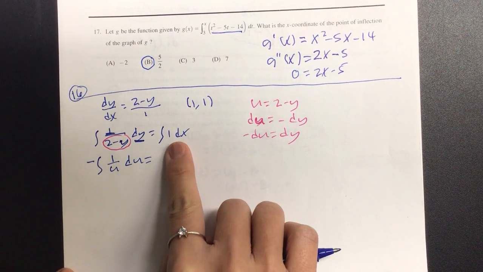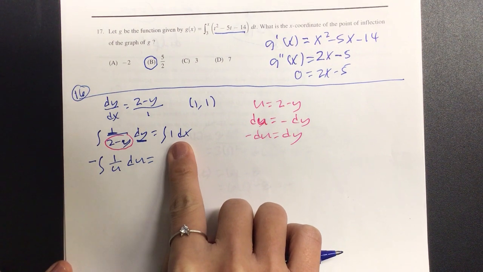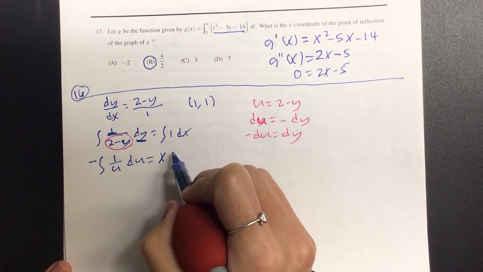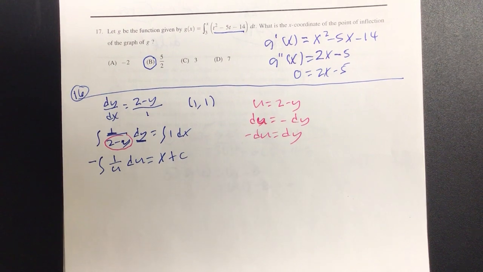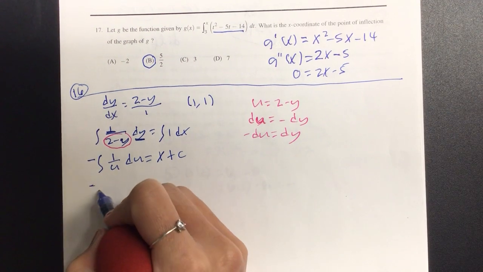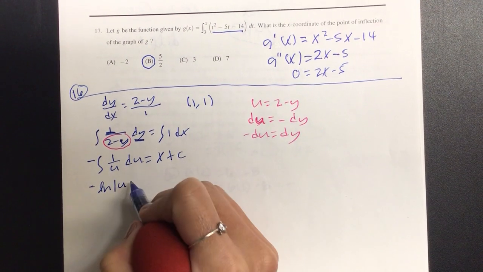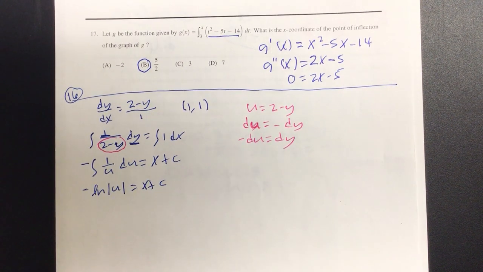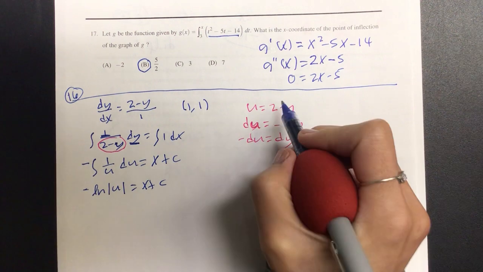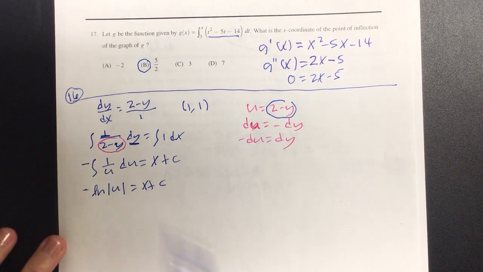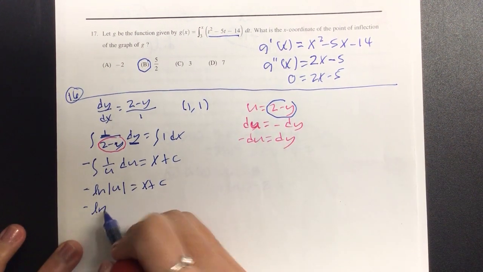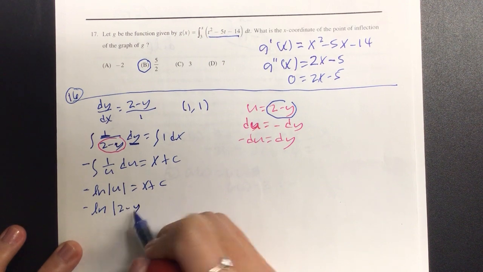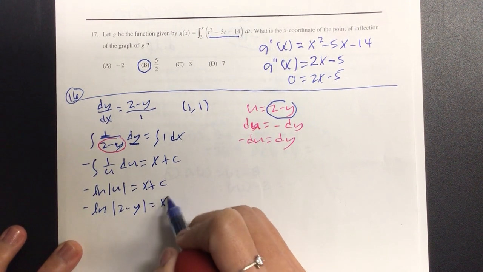And then let's integrate this one separately. What is the integral of 1? Just x. And then we're going to write plus c one time. Hopefully by now you know the integral of 1 over u. It is natural log of what kind of number? Absolute value. Very good. Absolute value of u is equal to x plus c. Now we need to go ahead and put the u back in. My u was 2 minus y. So we have negative natural log of 2 minus y equal to x plus c.